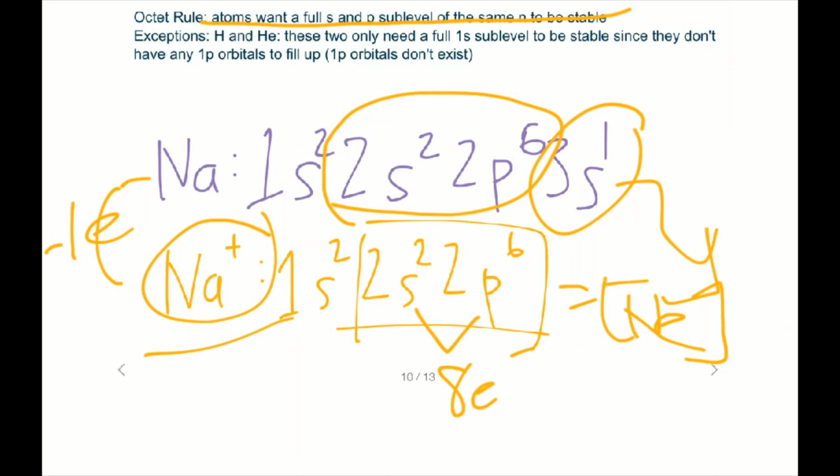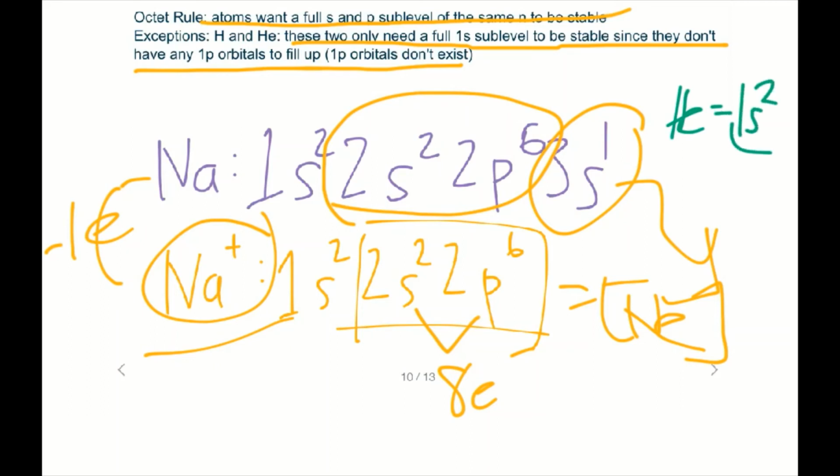These two exceptions are H and He. These two only need a full 1s sublevel to be stable, since they don't have any 1p orbitals to fill up, since 1p orbitals don't exist. So helium is just 1s2, and there's no such thing as 1p6. So it just needs to fill 1s2 to be happy, since these are its only electrons, so they're the outermost electrons, and they're completely filled, so it's happy.